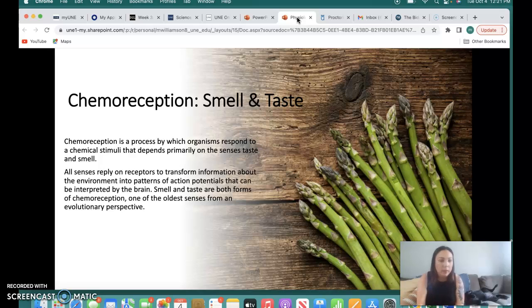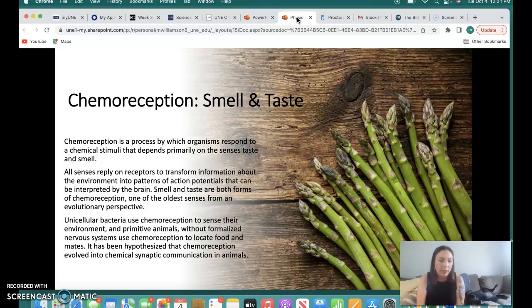All senses rely on receptors to transform information about the environment into patterns of action potentials that can be interpreted by the brain. Smell and taste are both forms of chemoreception, which is one of the oldest senses from an evolutionary perspective. Unicellular bacteria use chemoreception to sense their environment, and primitive animals without formalized nervous systems use chemoreception to locate food and mates. It has been hypothesized that chemoreception evolved into chemical synaptic communication in animals.